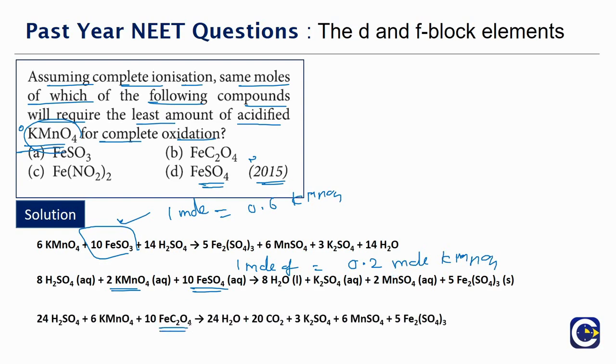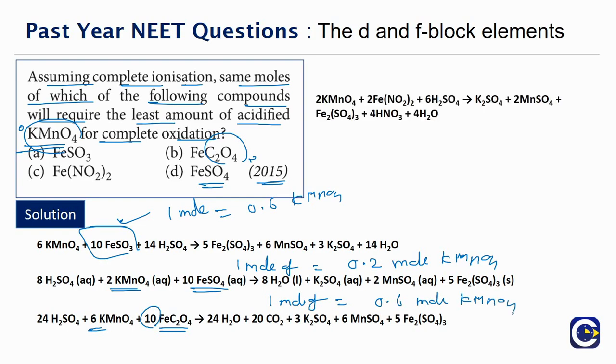We are looking for which of them will be requiring the least amount of KMnO4. Next we look at ferrous oxalate, FeC2O4. C2O4 is the oxalate ion. Here 10 moles will require 6 moles, means 1 mole of ferrous oxalate requires again 0.6 mole of KMnO4. This is as per the balanced equations. The last is ferrous nitrite, Fe(NO2)2. So 2 moles of this requires 2 moles of KMnO4, means 1 mole of Fe(NO2)2 will exactly require 1 mole of KMnO4.